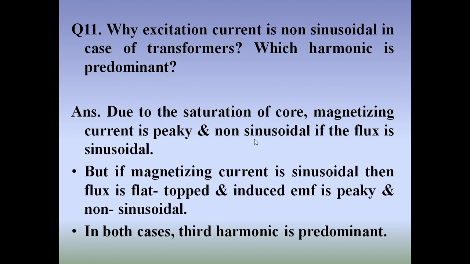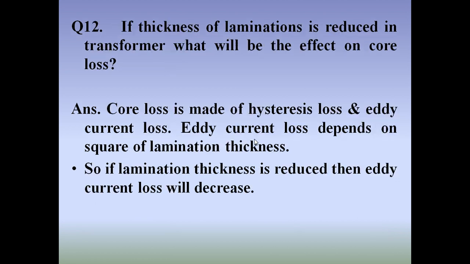Question number 11. Why is excitation current non-sinusoidal in the case of transformers? Which harmonic is predominant? The answer is: due to the saturation of the core, the magnetizing current is peaky and non-sinusoidal if the flux is sinusoidal. But if the magnetizing current is sinusoidal, then the flux is flat topped and the induced EMF is peaky and non-sinusoidal. In both cases, the third harmonic is predominant.